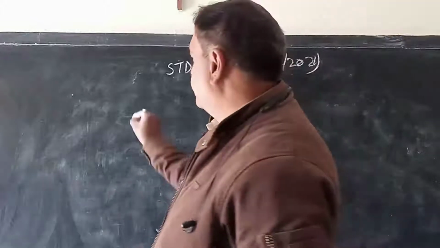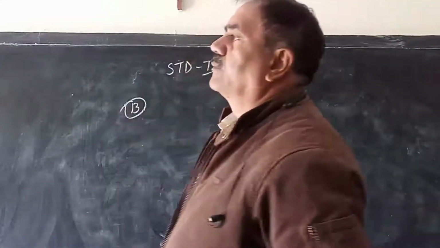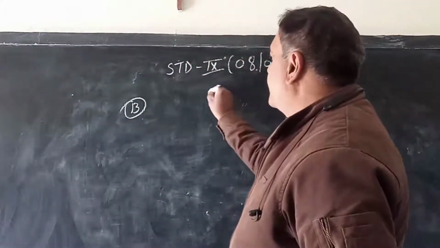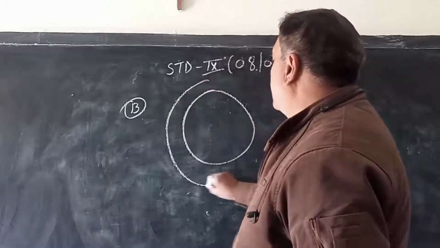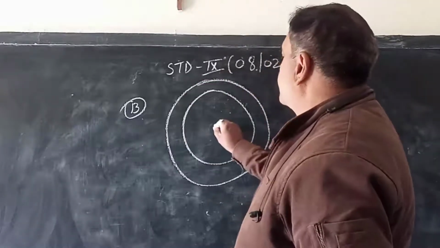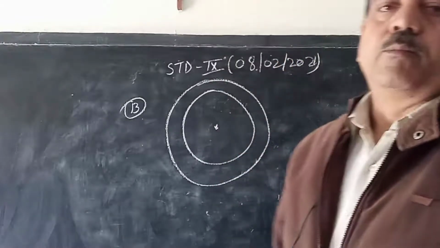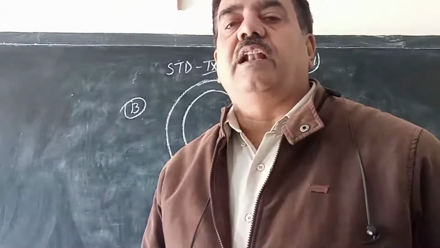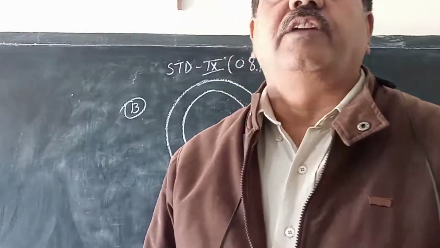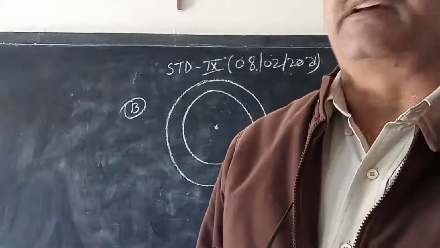Question number 13. Two concentric circles are given. Concentric circles mean more than one circle having the same center is known as concentric circles.